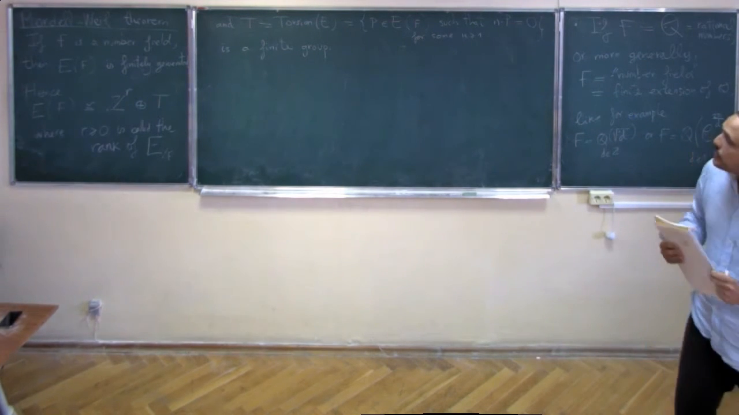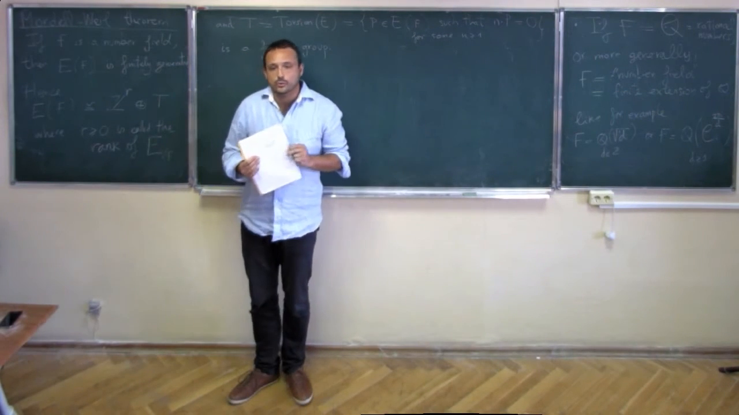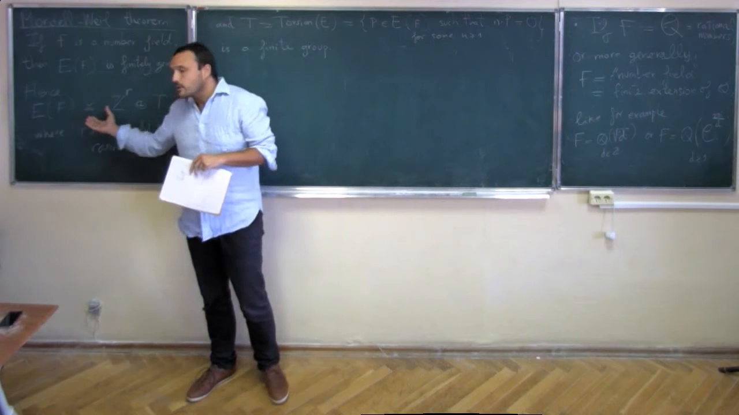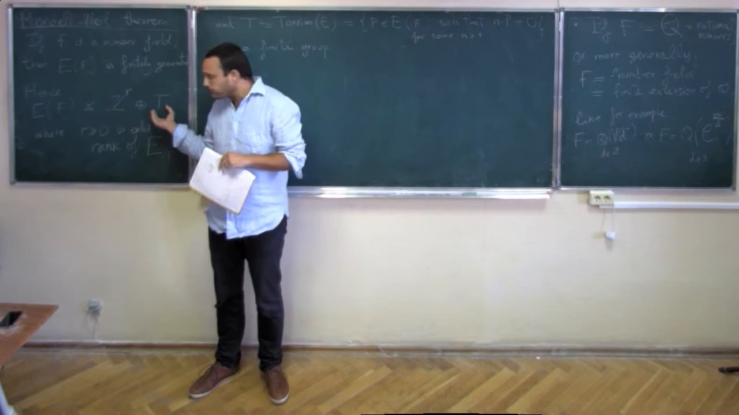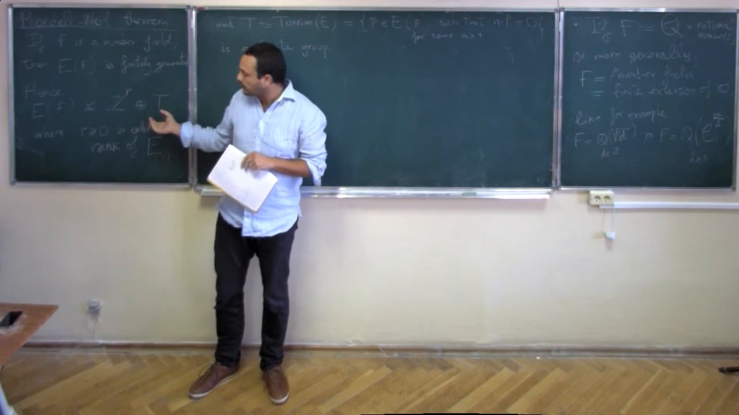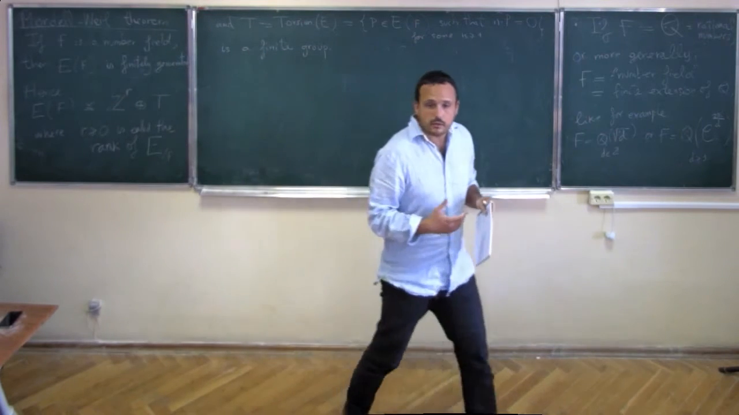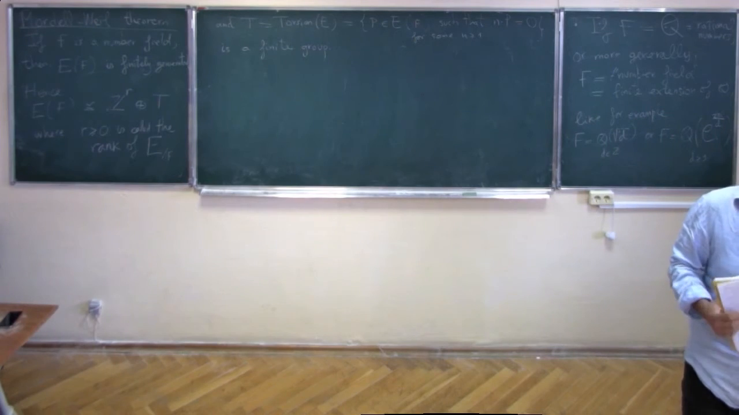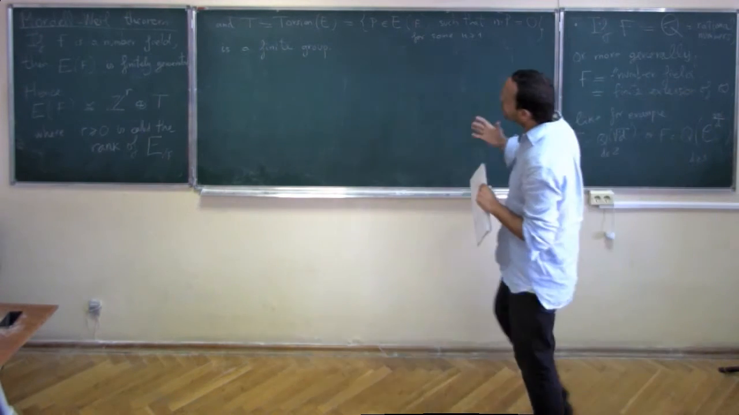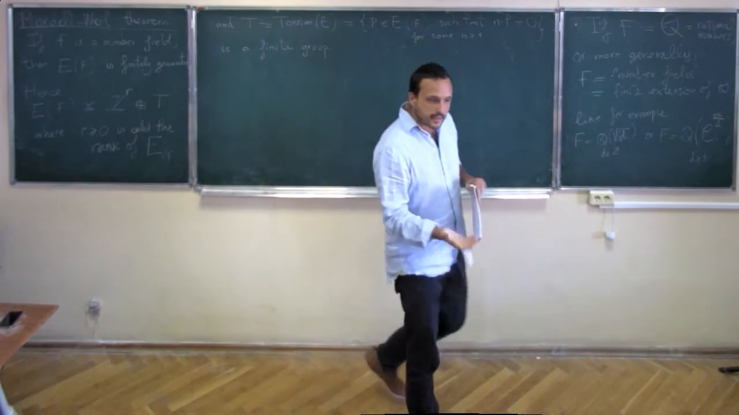Okay, so this means that in order to understand this group, there are 2 invariants that we need to be able to compute. If we are able to compute this finite group T, and we are able to compute this rank, we are done. This means that we understand perfectly well the structure of this group. Okay? So among these 2 invariants, T is less mysterious than R.